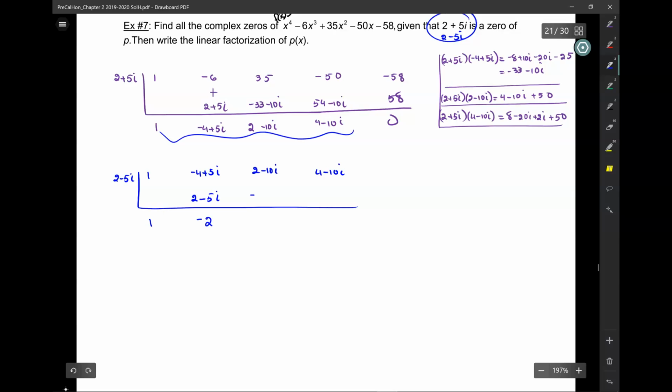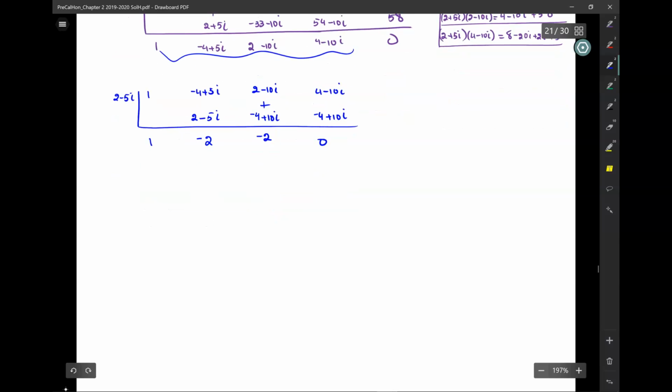Multiply. Negative 4 plus 10i. Add them. What do I have? Negative 2. All the i's are dropping. Multiply. Negative 4 plus 10i. Add 0. So now what do I get from here?